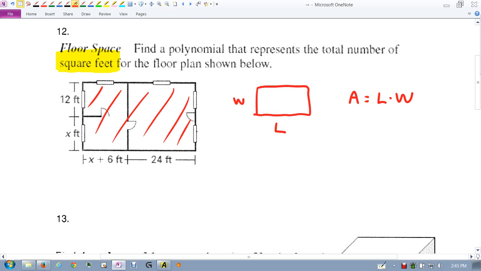So let's talk about the area in terms of what we've got. What is the length of this thing? What is the length? Negative x plus 6. I'm going to write that down. Negative x plus 6. Is it not? Oh, no, it's not. Okay.